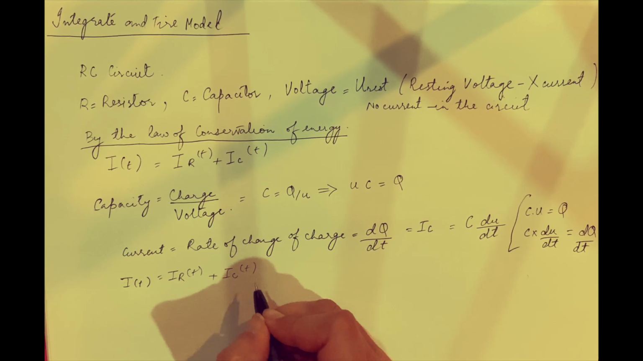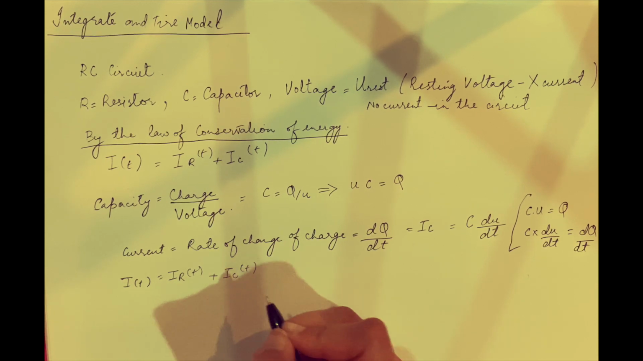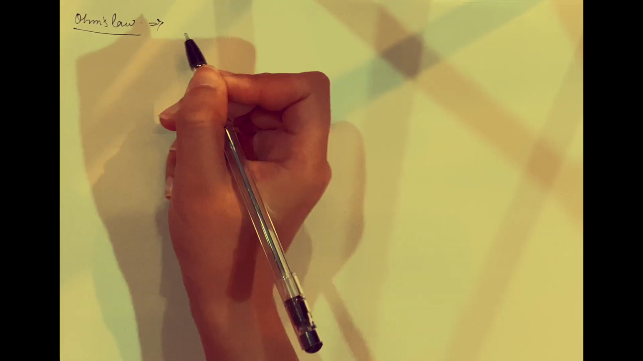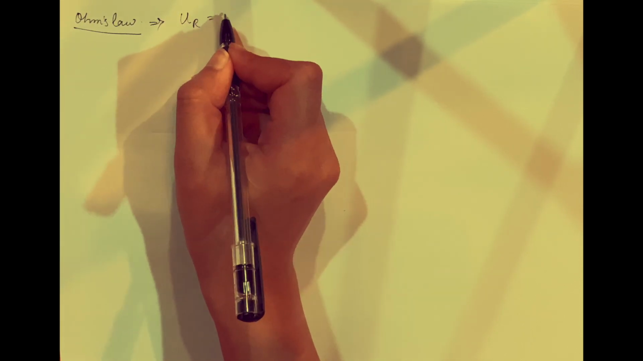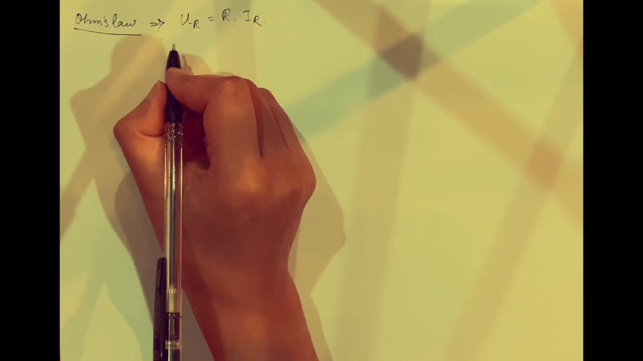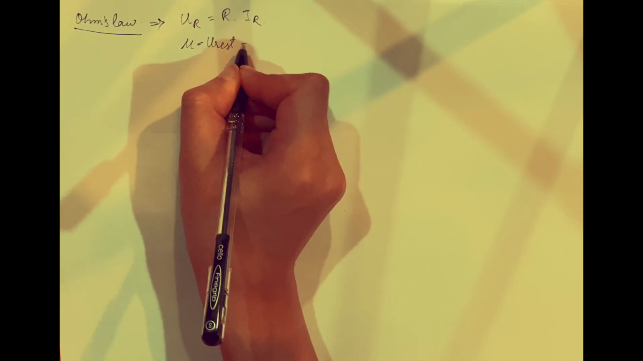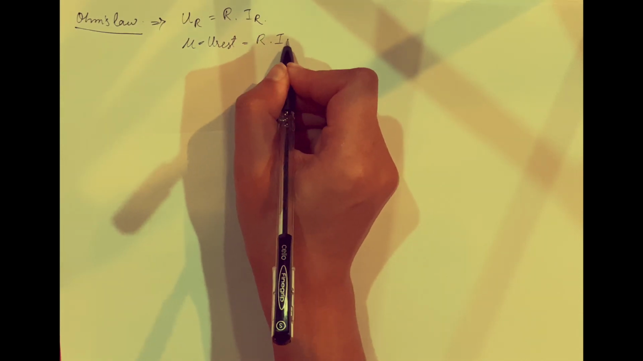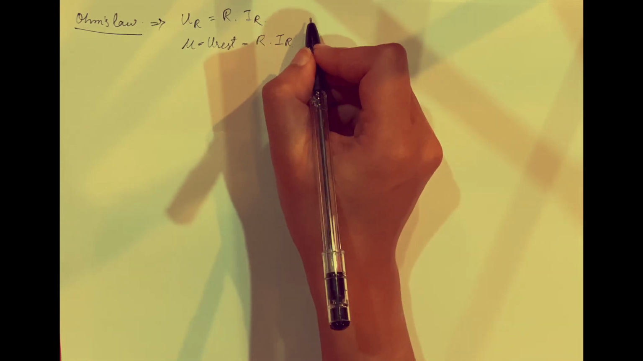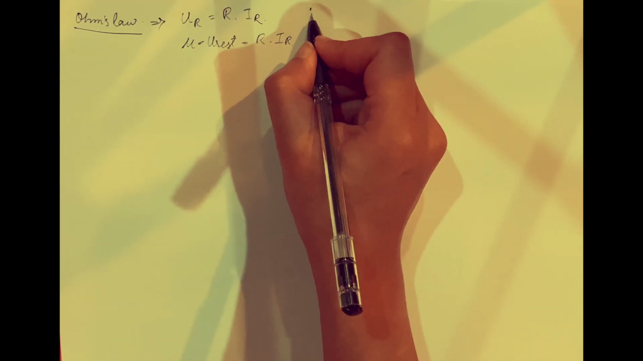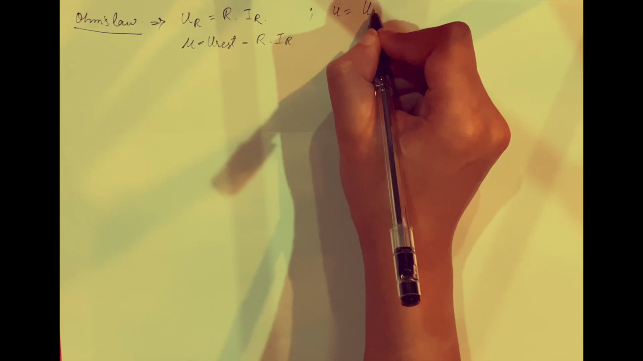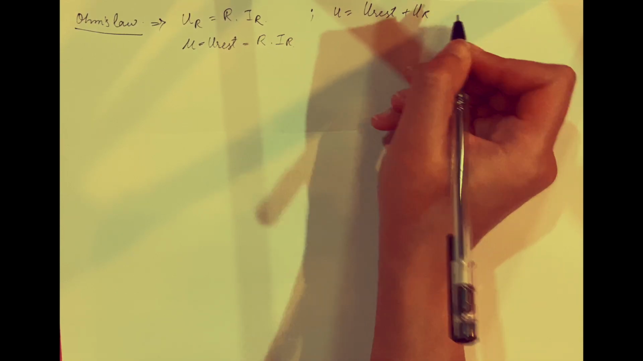Now looking at the resistor side of the circuit. For this, we're going to have to introduce Ohm's law, which states that voltage equals resistance times current. Now here, we're talking about the resistive current flowing through the resistor. And by voltage, we mean the voltage across the resistor. Now, this is not the total voltage. The total voltage will be the battery voltage plus the voltage across the resistor. Basically, the voltage across the resistor is total voltage minus the battery voltage, which will be U minus U rest.